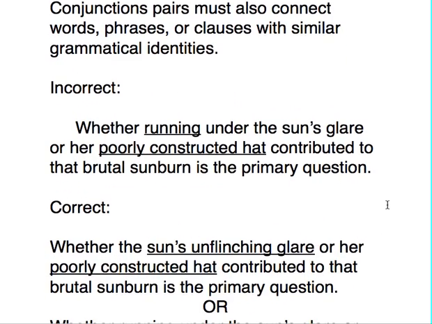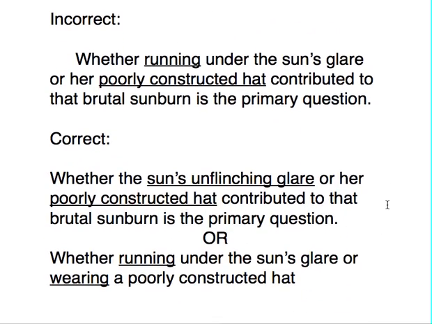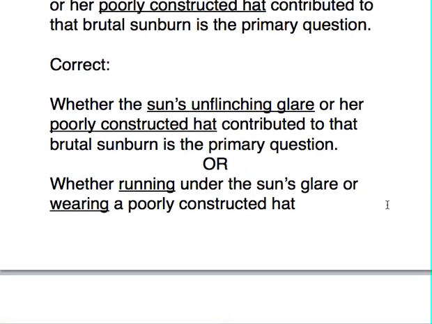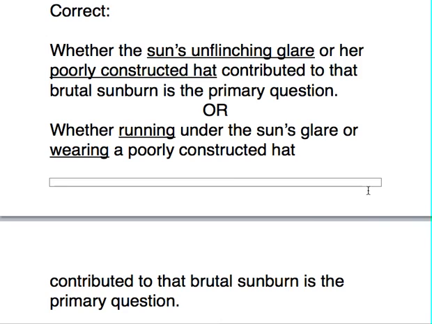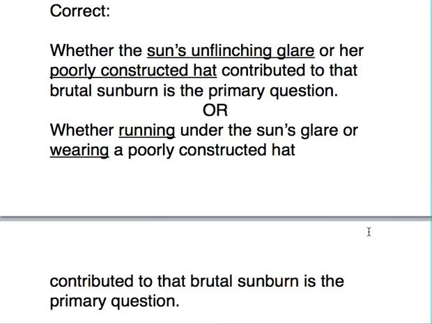Here is a correct sentence. Well, two, actually. Whether the sun's unflinching glare or her poorly constructed hat contributed to that brutal sunburn is the primary question. This is correct because sun's unflinching glare and poorly constructed hat are both nouns. The second correct sentence is, whether running under the sun's glare or wearing a poorly constructed hat contribute to that brutal sunburn is the primary question. This sentence is also parallel and correct because running under the sun's glare and wearing a poorly constructed hat are both verbs.